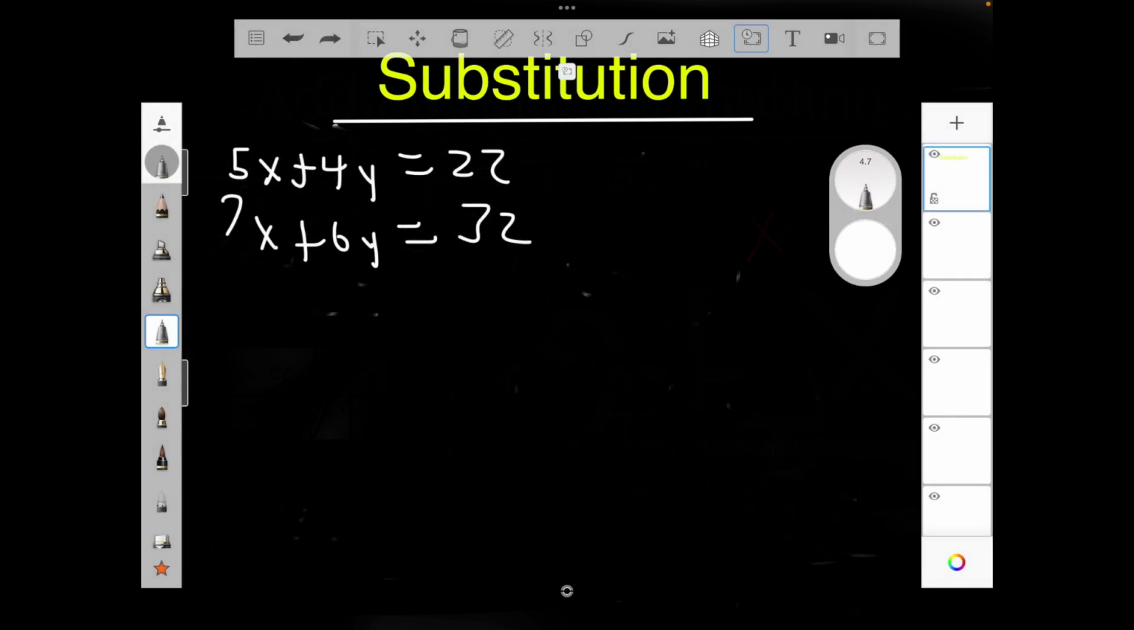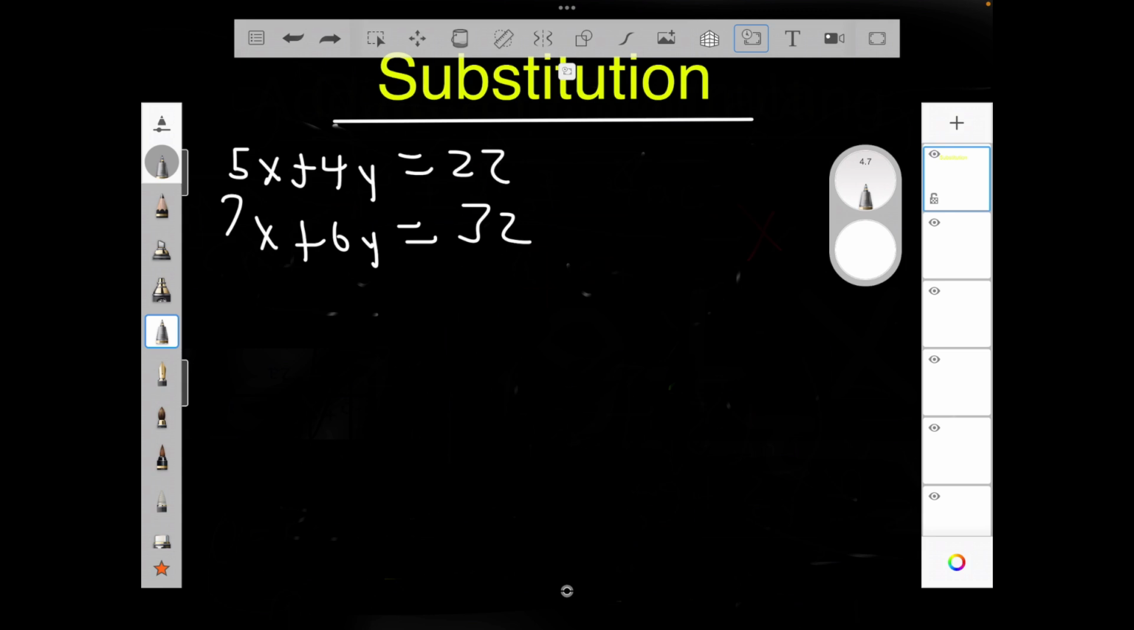So here's our other example. In this one, we can't substitute because they don't equal the same thing. We can't substitute a 5x here for a 7x or 4y for a 6y. They need to be the same coefficient. So let's try to get the y's to have the same coefficient, 4 and 6. They're both common factors of the number 12.